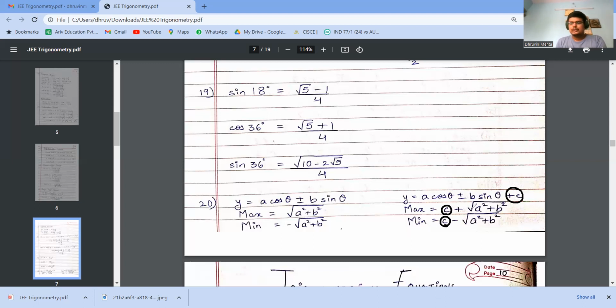So maximum value is c plus root a square plus b square. Minimum is c minus root a square plus b square. As simple as that. Did you already know this, Muskan?